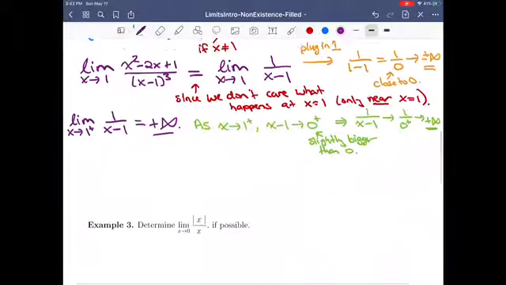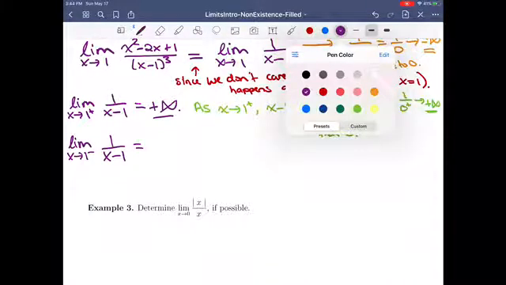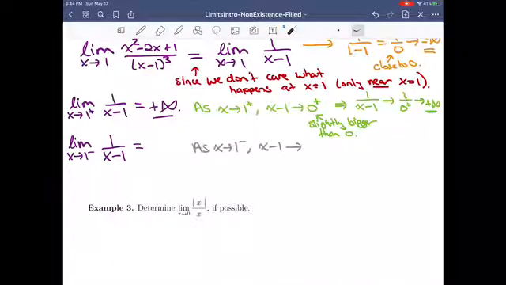Now I want to do the exact same thing from the left. So here, 1 minus 1 over x minus 1. Again, I'm going to leave a spot and switch colors. Maybe I'll use gray here. So now we're going to 1 from the left. So I'm slightly less than 1 now. Okay, so think about this. I'm plugging in a number here that's slightly less than 1, so 0.99999. Okay, I'm really close to 1, but slightly less.